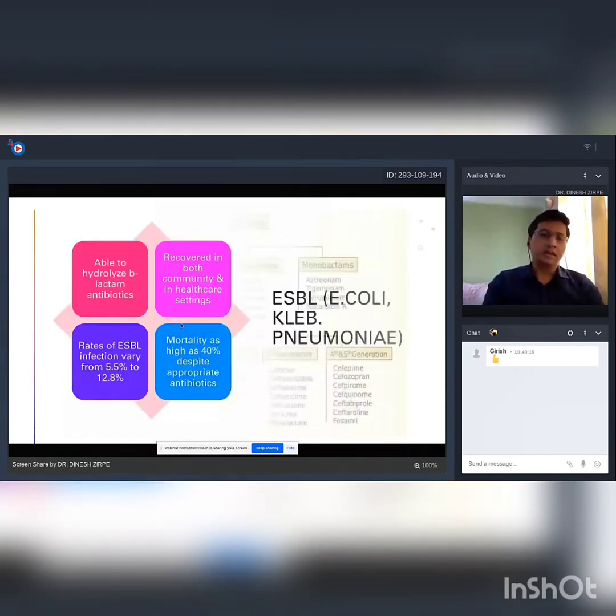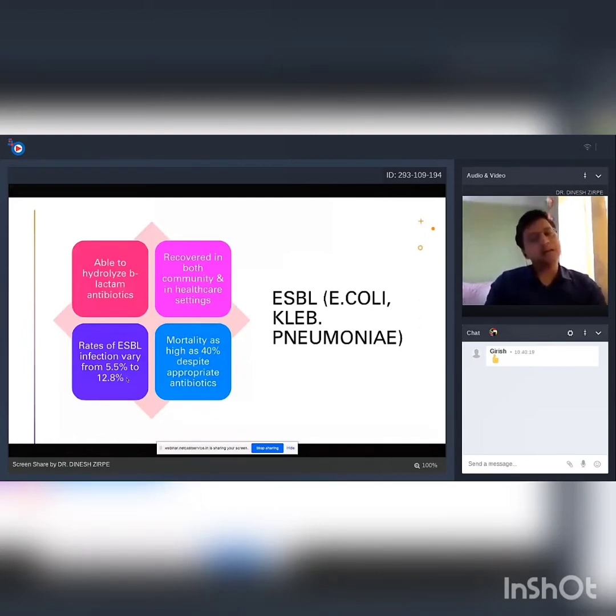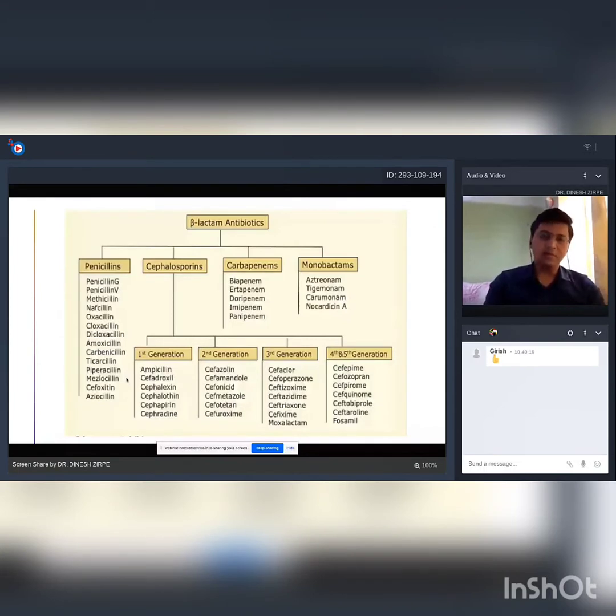They are recovered both in the community and healthcare settings. The rates of ESBL infection vary from about 5.5 to 13% in post-transplant patients. But the issue here is the mortality, which is as high as 40%, and that too on appropriate antibiotic therapy, which is not good. There may be multiple reasons for that, but still the total outcome is not good. So once they are beta-lactamase producing, we have to shift to the carbapenems.